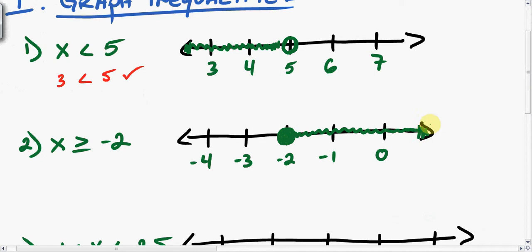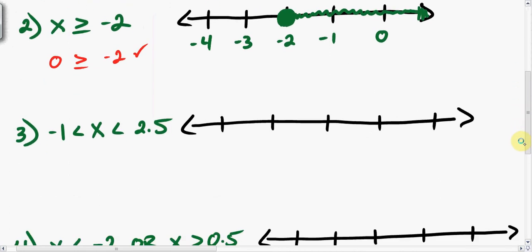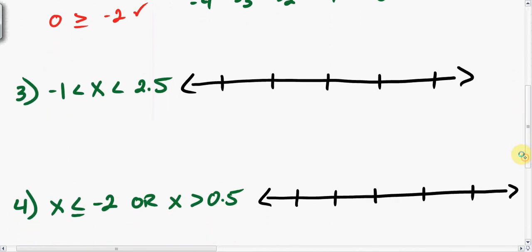And again, we can check. Alright, by making sure we pick a number, so 0. Is 0 greater than or equal to negative 2? And it is. So we know we've done that one correctly. Next, we're going to get down to compound inequalities. One is an and one is an or.